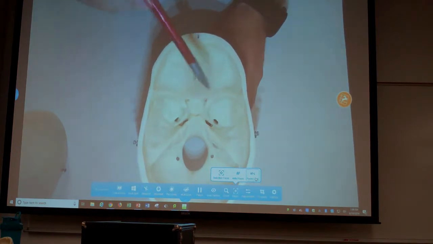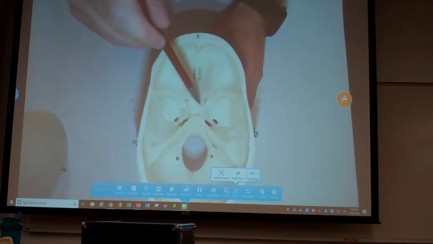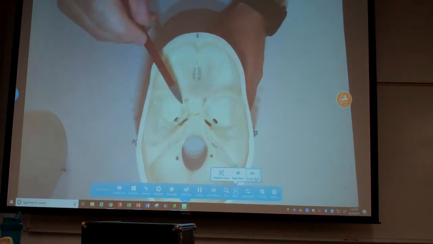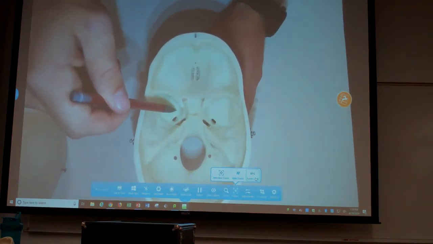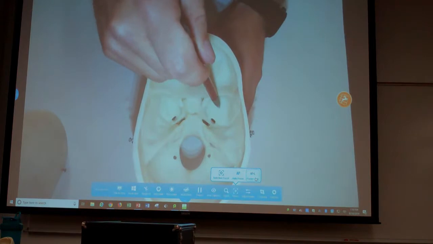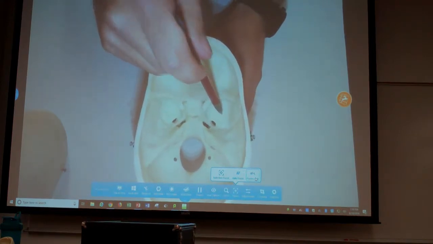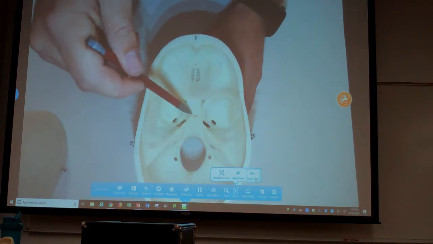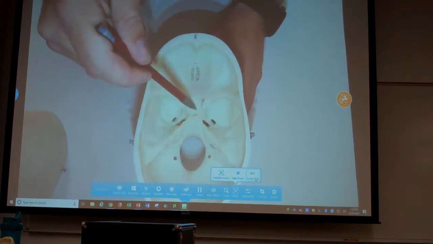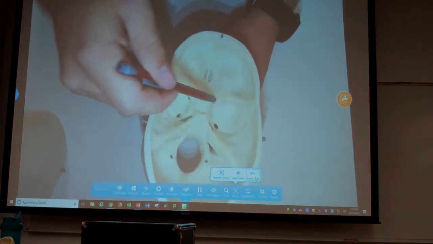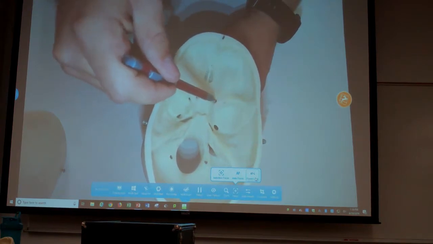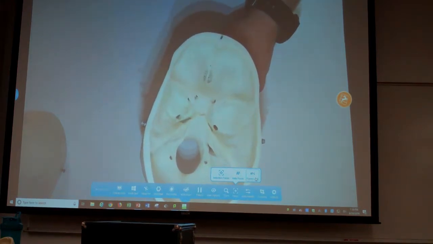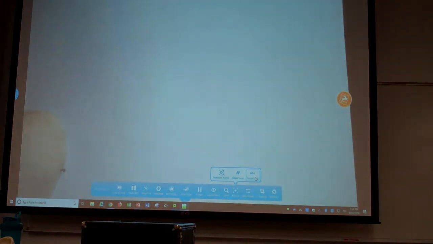So up top here, these are your lesser wings of your sphenoid bone. Down here, that's your greater wing. In the middle, you got your saddle, sella turcica. And then we got our two holes, optic foramen or the optic canal, whichever one you want to talk about. Moving back up to the top.